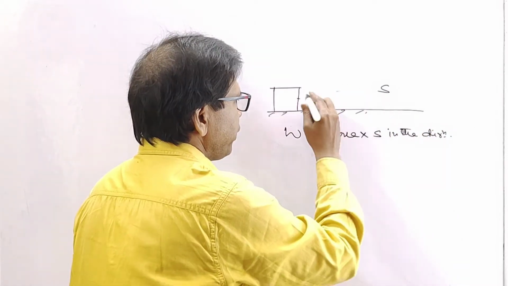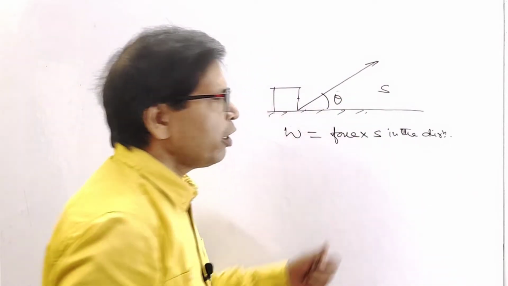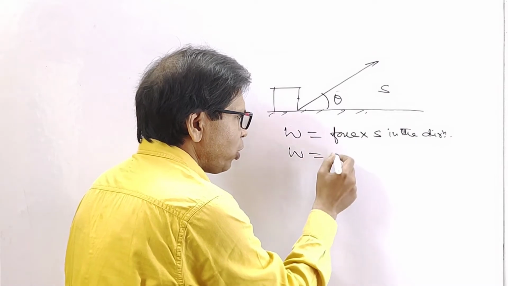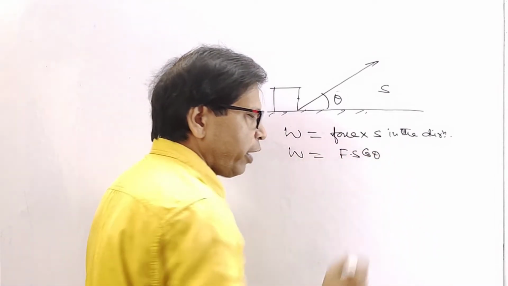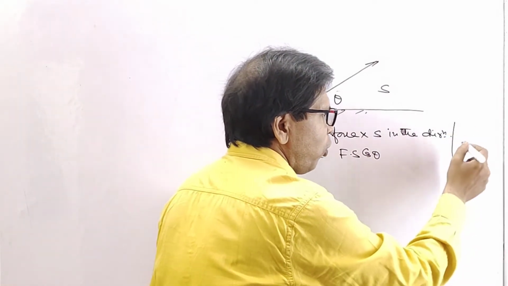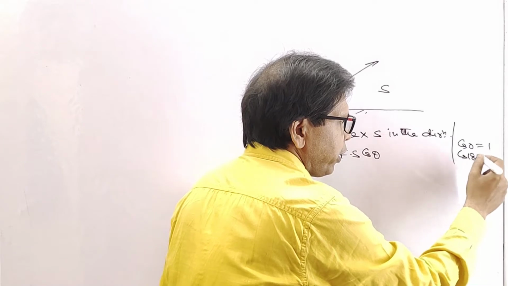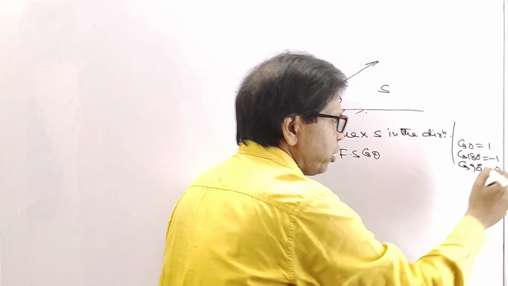Okay, if displacement occurs at an angle theta, then work done becomes W equal to F into S into cos theta. Now the value of cos 0 degree is 1, cos 180 degree is -1, and cos 90 degree is 0.